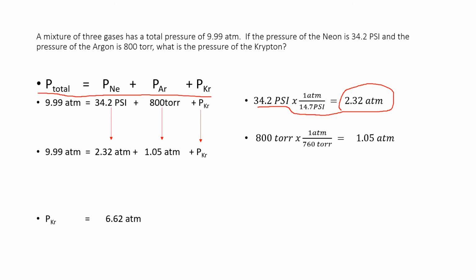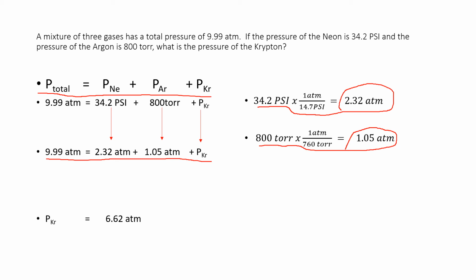I'm going to do a similar process to convert the torr for the argon into atmospheres as well. So 800 torr, again a one-step conversion, 1 atmosphere is 760 torr, and that's going to give us the pressure of the argon in units of atmospheres. So that's where the 1.05 came from. The pressure of the krypton, that's what we're looking for. Now that we're all in the same pressure unit, atmospheres, we can just make the sum of the parts equal the total. Here's our variable that we're looking for, the pressure of the krypton. We just need to isolate and solve for that.